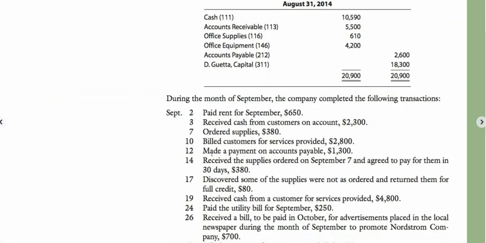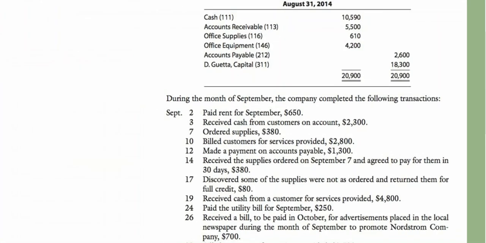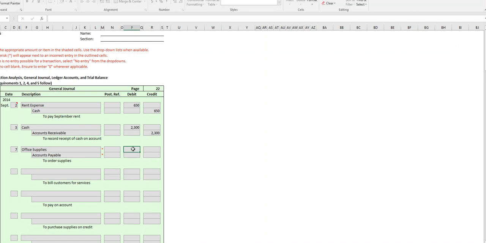So then the next one, ordered supplies. Now it says we ordered. Did we pay them? It didn't say that we paid them. So I'm assuming, what day was that on? The 7th. So supplies are increasing in our business. And I'm assuming we ordered them, we hadn't paid them, so that's accounts payable. So the amount there would be $380.